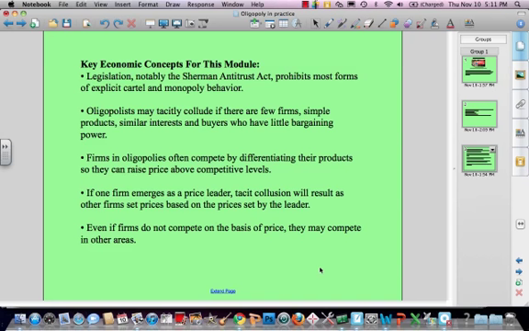Remember that firms in oligopolies often compete by differentiating their products in order to price higher. Remember that if you have a price leader, tacit collusion will result, as other firms set prices based on what that price leader does. And remember also that even if firms don't compete on the basis of price, they may compete in other areas. They may compete for service. They may compete on the basis of just simply what they produce, and that makes it harder for similar companies to get together and collude with them.